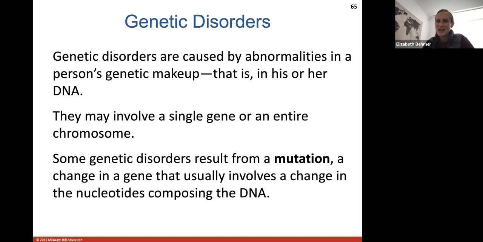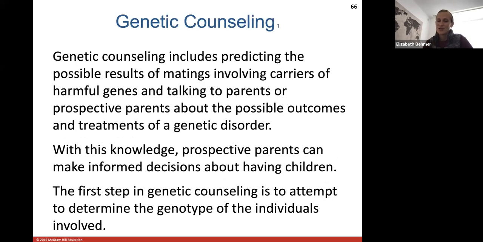They can be caused by any abnormality in someone's DNA. And the interesting thing about a genetic disorder is that it could involve a change or a mutation in a single gene or even a single base pair on the DNA strand. So a mutation specifically is a change in a gene that usually involves a change in the nucleotides composing the DNA. So it's a really teeny, minute change in one of the base pairs in one person's DNA that can go on and cause a genetic disorder.